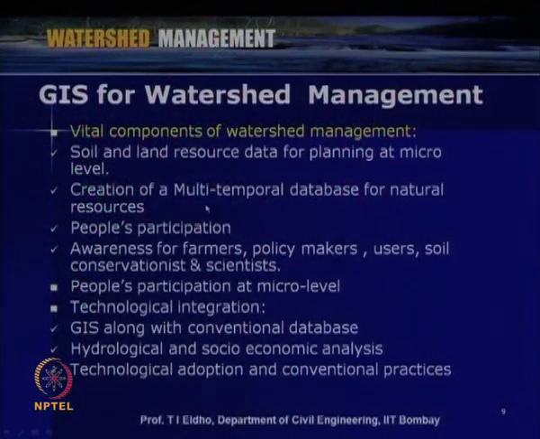The vital components of watershed management, various aspects, are listed here. Generally we may deal with soil and land resource data for planning at micro level or large-scale macro level. Then we can create a multi-temporal database for natural resources, to see how the variation takes place with respect to time. For each particular year or season we can create the database and study how it is behaving. And within watershed management, people's participation is very important. Within a GIS environment, we can load various data sets as input, and from that we can obtain the road network, the location of various houses, or the water availability. All those things we can do within the GIS.